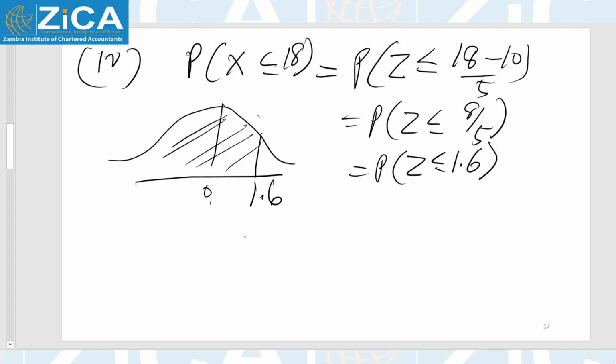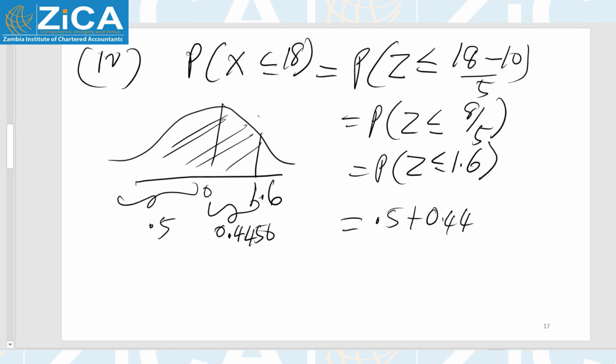But the tables will give you this value from here to there, 1.6. And if you check for 1.6 in the table, this area from here to there is 0.4452, but the area remaining here is just 0.5. So you add the two, 0.5 plus 0.4452, and this will give us 0.9452.